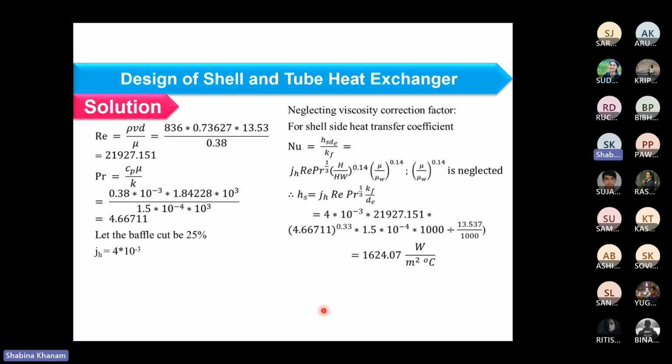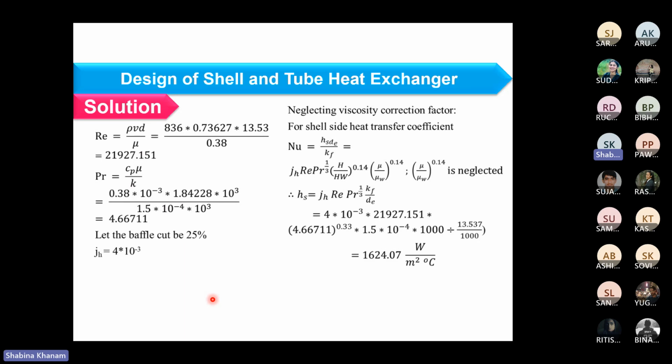And once I'm having the velocity and that equivalent diameter of shell side, we can find out the Reynolds number, and we can find out the Prandtl number based on the properties which we have collected in, I think, the second step. Once I'm having this Reynolds number, we need to choose the right baffle cut, and 25 should be sufficient to start the calculations.